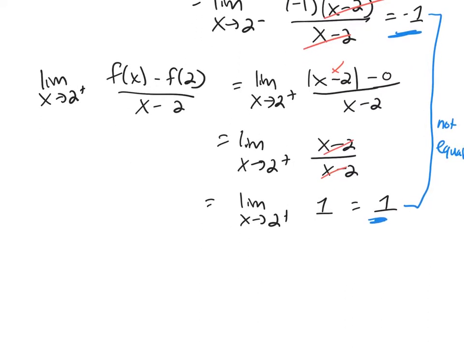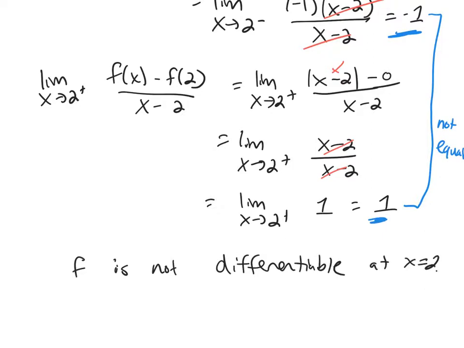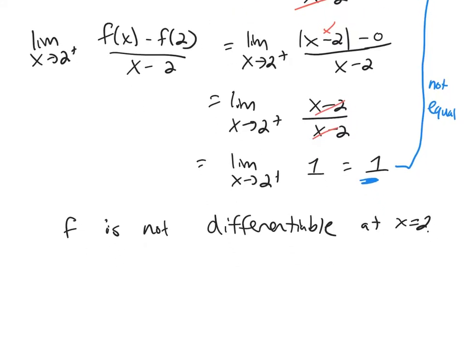So because they're not equal, I know that this function f is not differentiable at x equals 2. And so the answer to the question is yes, you can have a function that is continuous but not differentiable. So the answer to our previous question is yes.